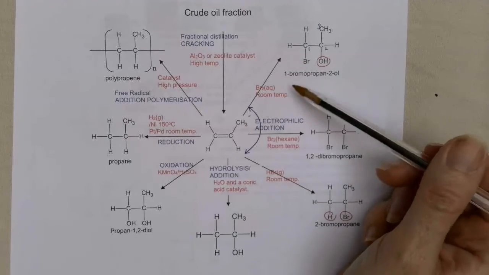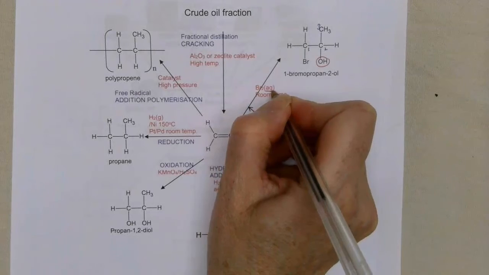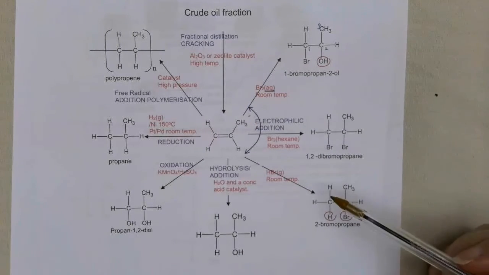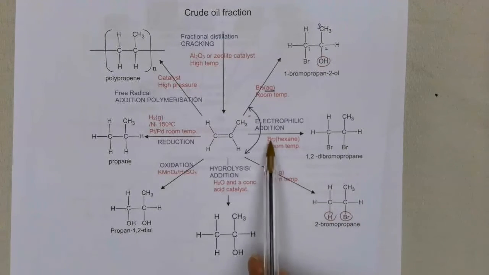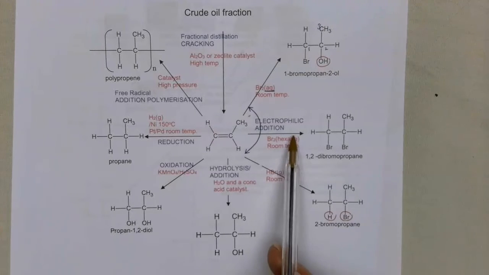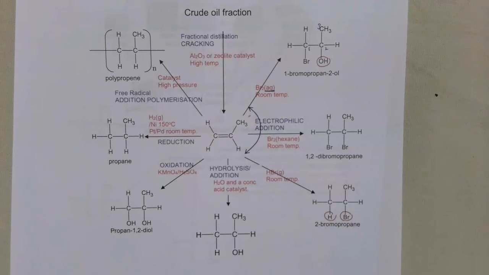Going round clockwise, we have bromine in water. So do be careful that this is in water, and here you would produce the bromo alcohol. You would also probably produce a little bit of the dibromo, but that's more where the bromine is dissolved in an inert solvent or an organic solvent. It doesn't necessarily have to be hexane, it could be cyclohexane, it could be any inert solvent. And there we get the dibromo product.